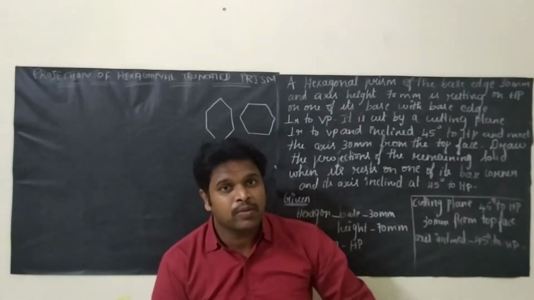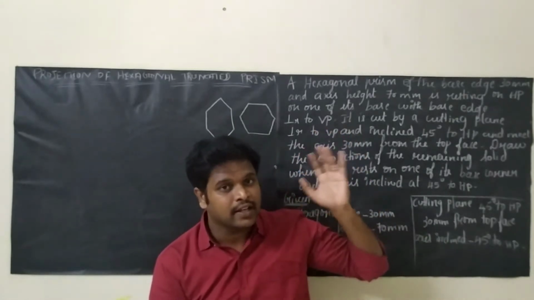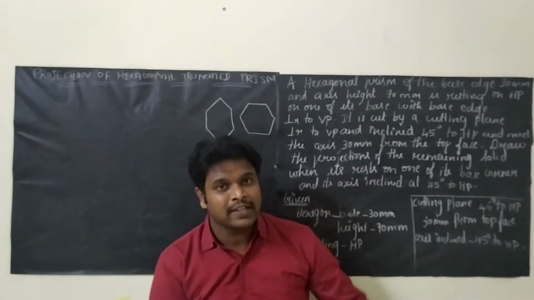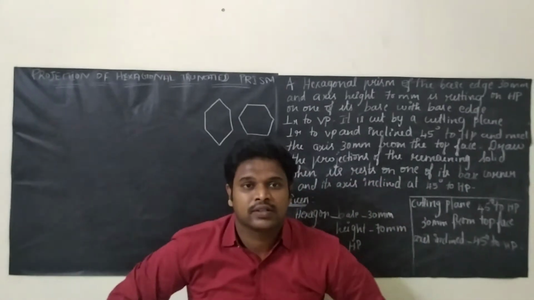Today we are going to see a problem on truncated solid. The problem which we are going to see is a hexagonal truncated prism. Initially I will be explaining the question, then I will be telling the given data, and then I will be telling how to draw a diagram.